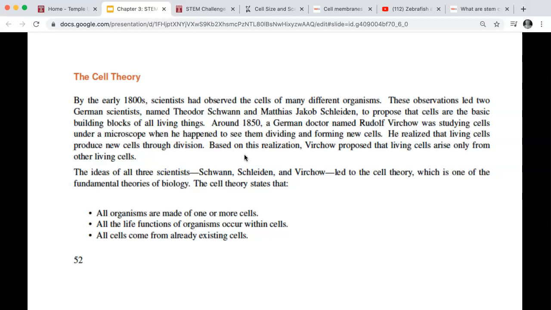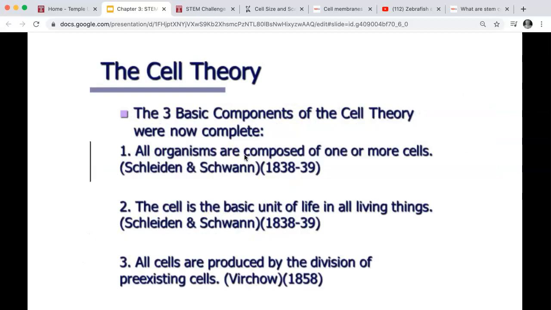There were 2 scientists by the name of Schwann and Schleiden that in the 1800s said, wow, we think that all life on this planet is made of cells, and they came up with the cell theory. Here are the 3 basic components of the cell theory. All organisms are made of 1 or more cells. The cell is the basic unit of life in all living things, and all cells are produced by the division of pre-existing cells. So for example, you started out as 1 cell, then 2, then 4, then 8, and 9 months later, we have you.